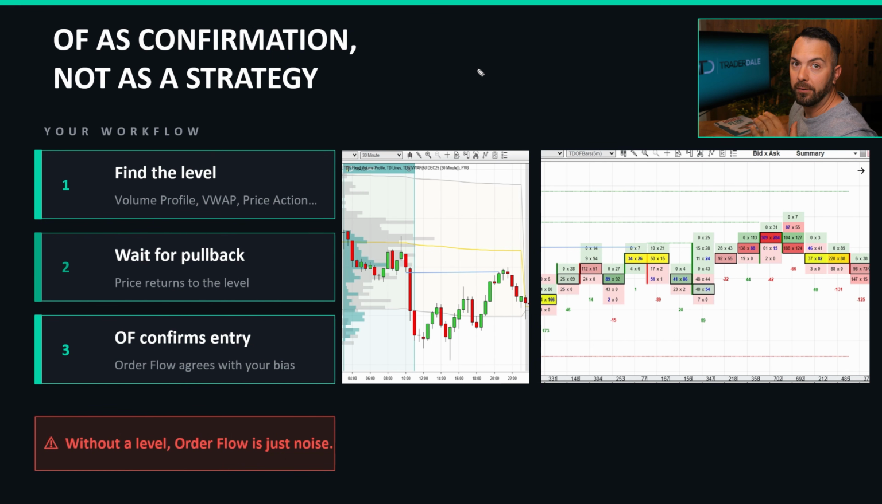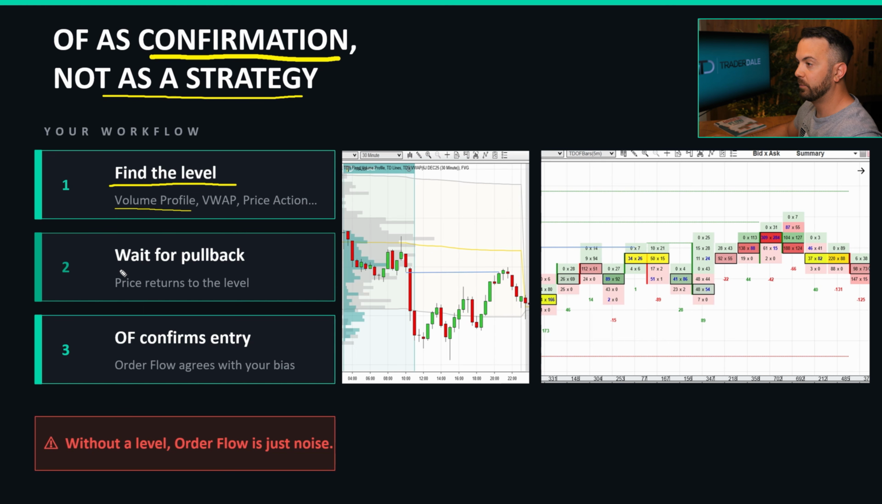Now, what I really recommend is using order flow as a confirmation, not as a standalone strategy. So your workflow could look, for example, like this. You find a level using, for example, volume profile, that's my preferred method, then wait for a pullback to that level, and then use order flow for confirmation. Take a look at this example here.